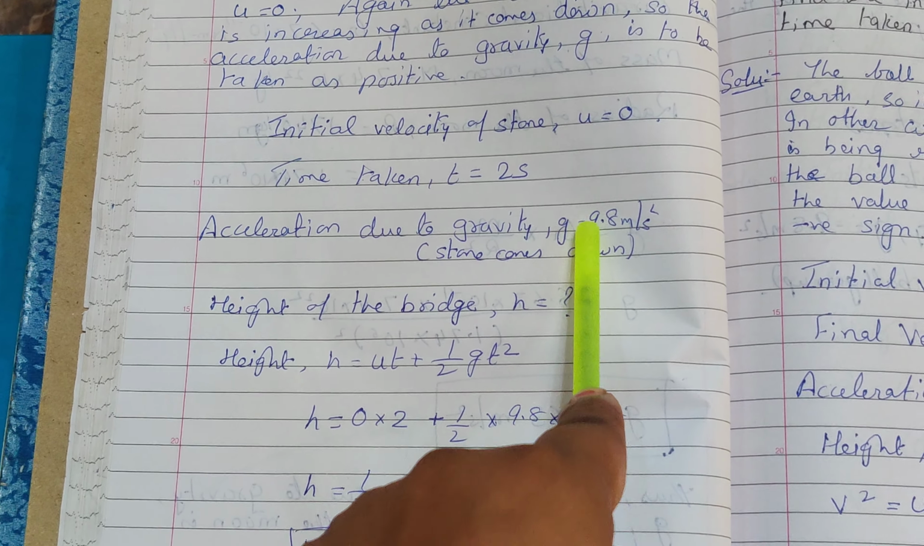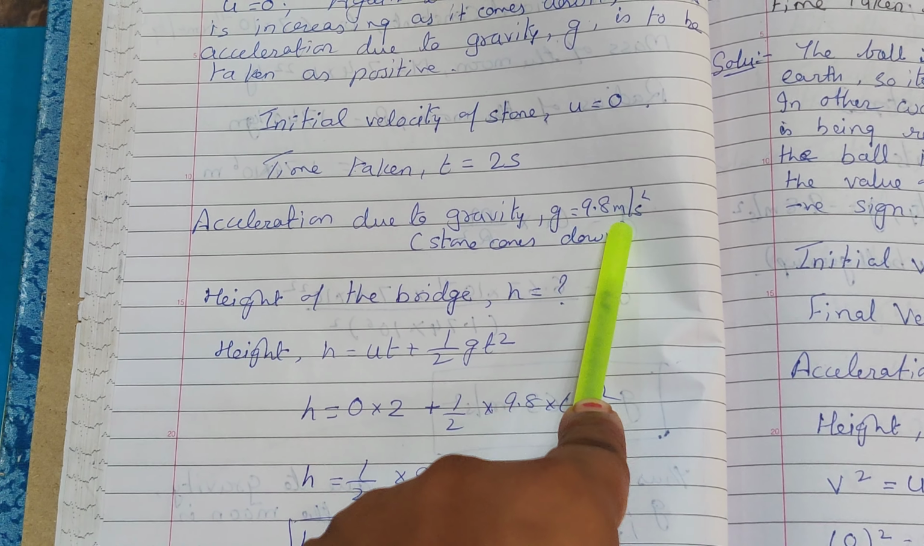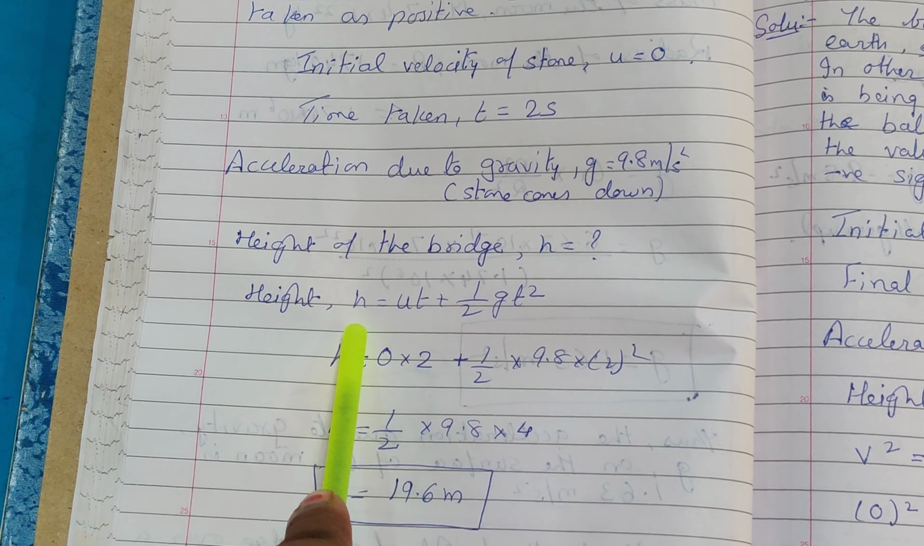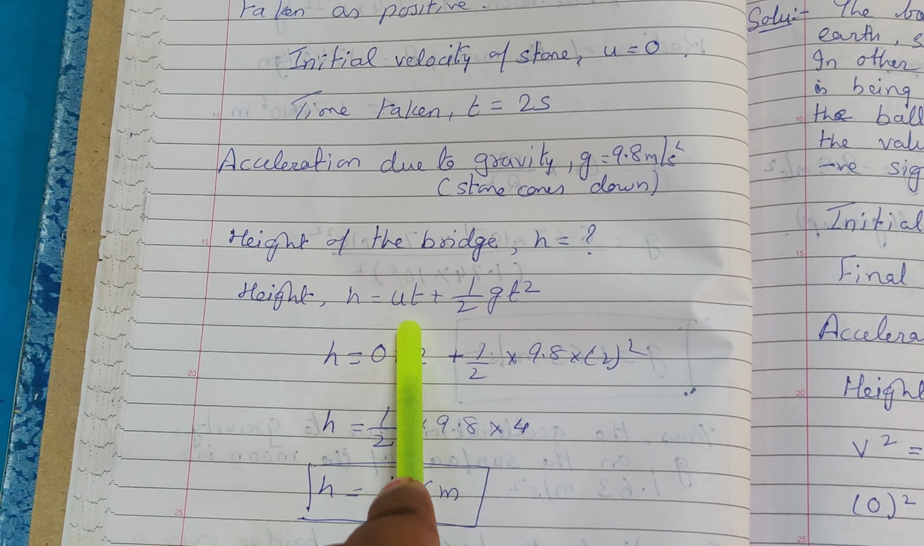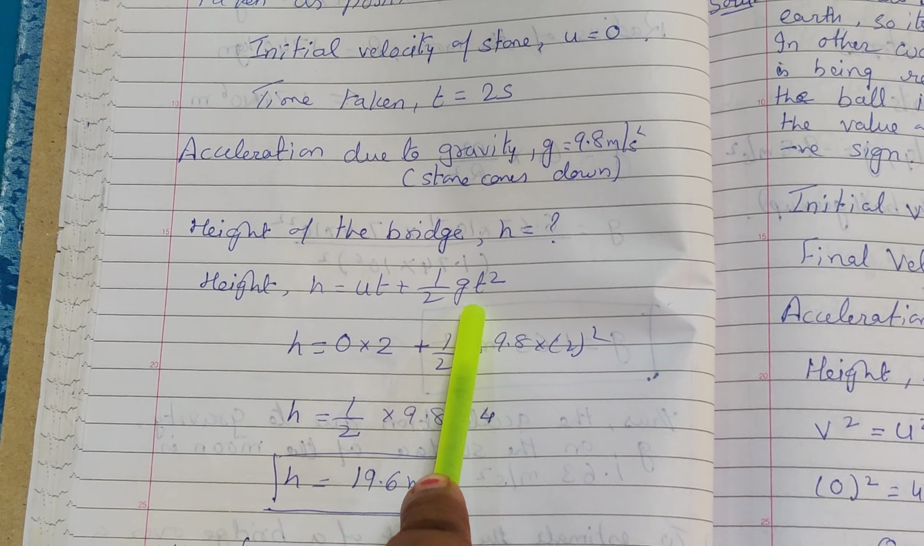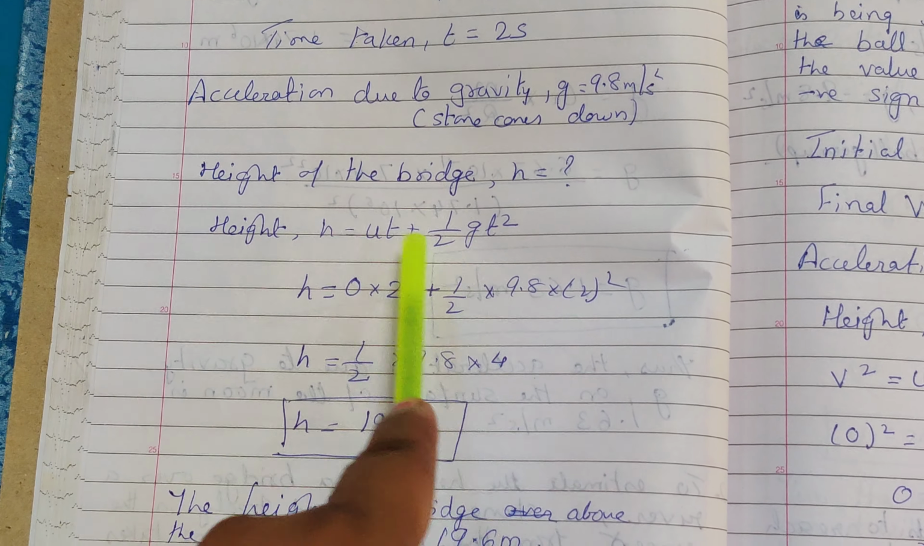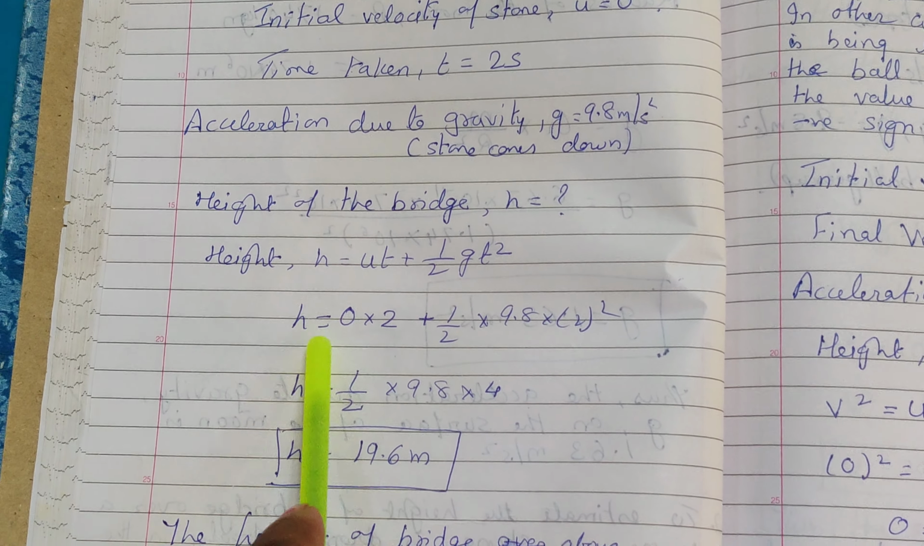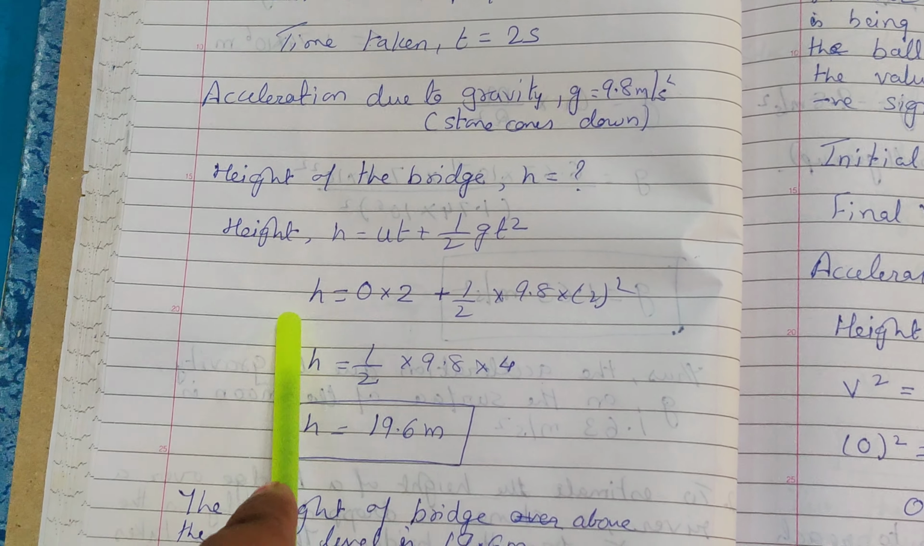G given, g equals 9.8 meter per second square. Now we have to find the height. From the equation, h equals ut plus half gt square. Already I have given you the notes about this. h equals ut plus half gt square. Now we have to find the h.